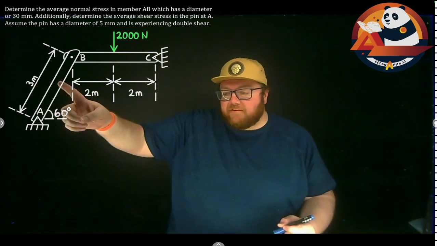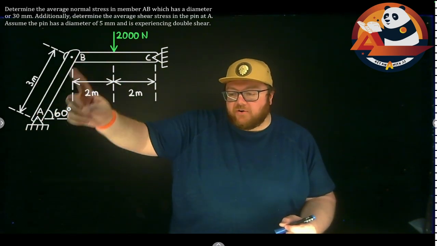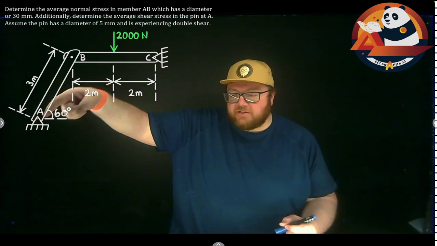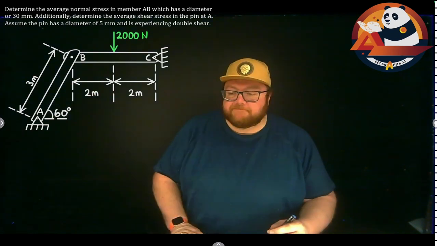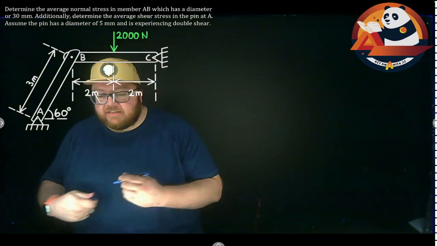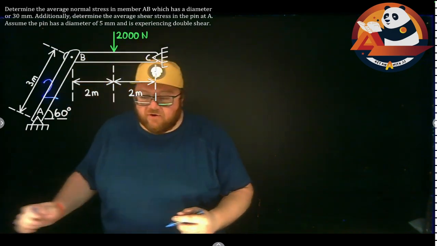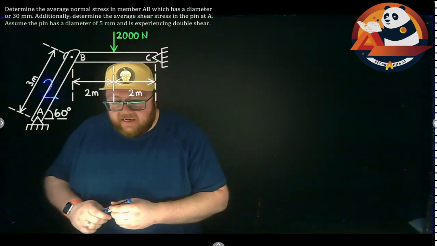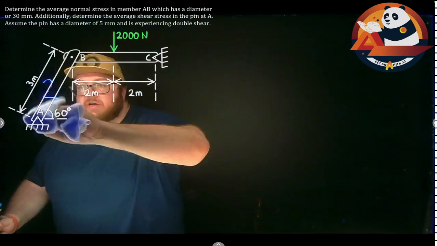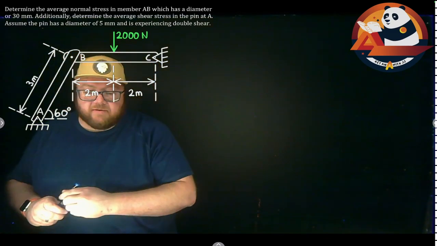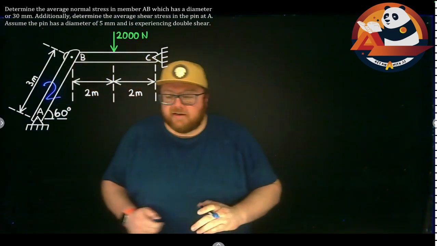If I'm gonna get to that average normal stress, I need to know my force in this member. Also, the force in that member is going to dictate how much force is pushing in on my pin at A. So really, let's get FAB. If I'm setting this up, I would recognize, hey, AB is a two-force member. So let's mark that off. I have forces at A and at B. So my resultant force here is going to go straight along the member. It's either going to be in tension or in compression for us.